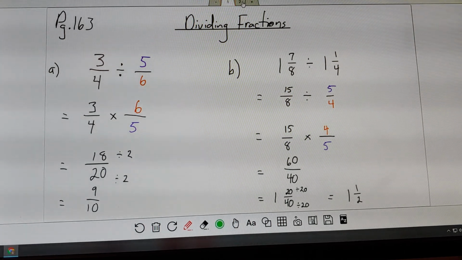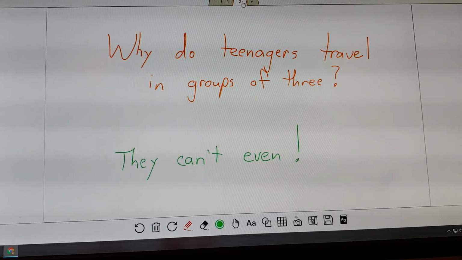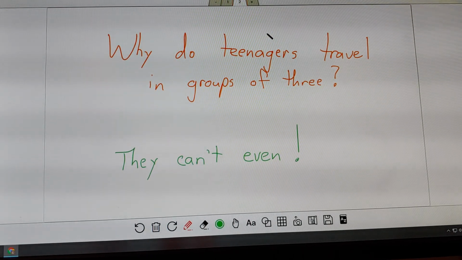And I know now the part of this lesson that you're really, really looking forwards to. Why do teenagers travel in groups of 3? They can't even.